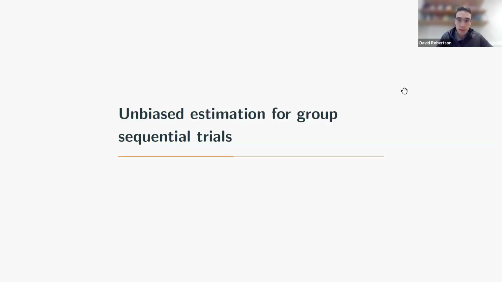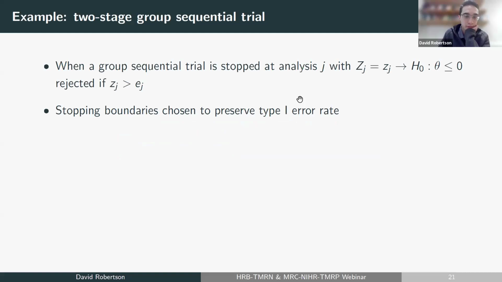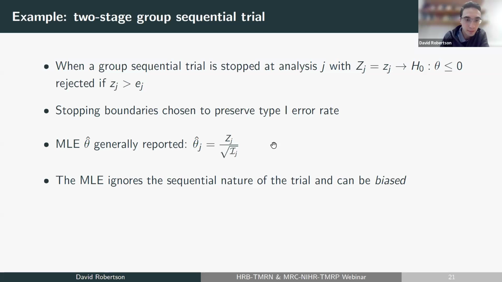Okay, so we'll now go on to thinking a bit more about unbiased estimation for group sequential trials. This bit's a bit more technical, and we'll focus for simplicity on the 2-stage group sequential setting. So just to set up the design, we stop at analysis j if our standardized test statistic Zj is greater than some stopping boundary Ej, and if so, we can reject the null hypothesis. Our stopping boundaries are chosen to preserve the type 1 error rate.